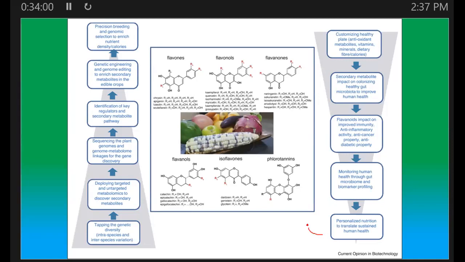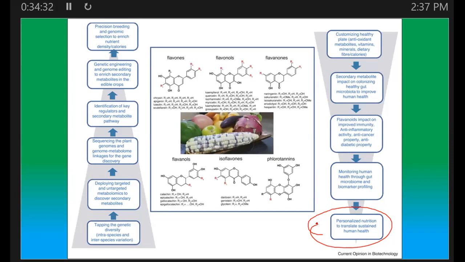Or they're looking at this idea down here of personalized nutrition. They're thinking that in the near future, when you go to the doctor, they would be able to assess your profile through blood tests and other tests, and then that could help inform them how to personalize your diet and lifestyle in order to improve your health.